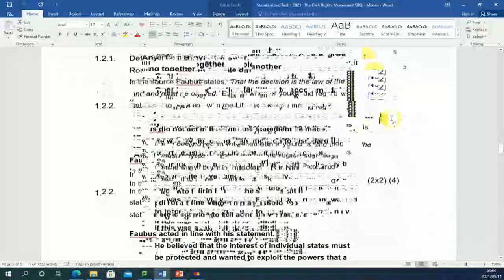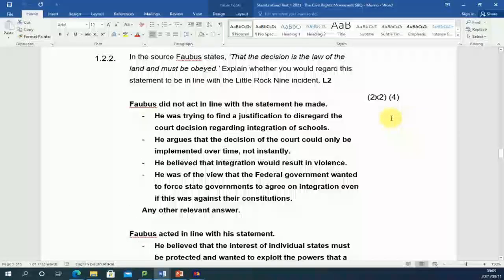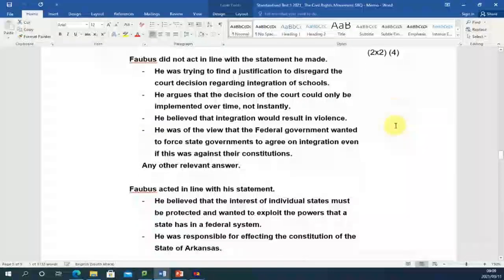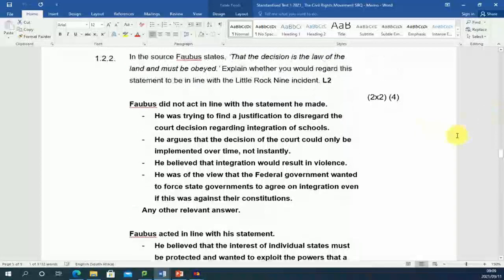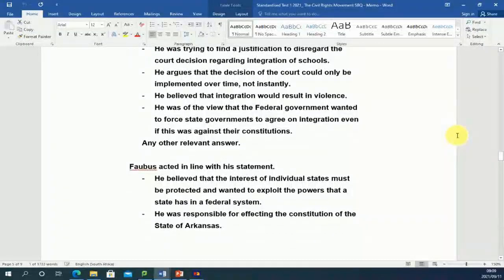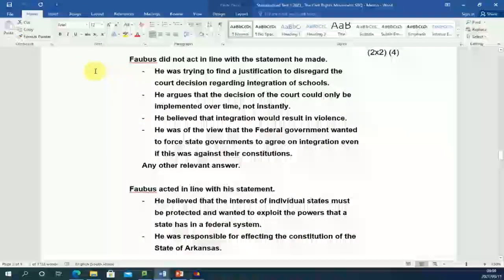In the source, Forbes formulates that the decision is the law of the land and must be obeyed. Explain whether you would regard the statement to be in line with the Little Rock 9 incident. Okay? So again, here you can look at 2 different aspects. We can say that Forbes did not act in line with the statement he made.